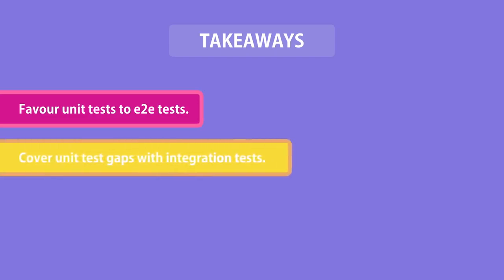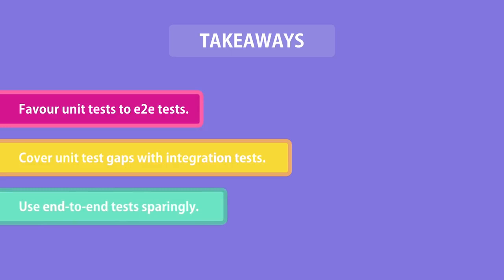Second is to cover unit test gaps with integration tests. And finally, use end-to-end tests sparingly, only for the key functions of your application. The right balance is different for each project and each team. At the end of the day, you need to use your own judgment to determine what kind of test you need to write for different parts of your application.